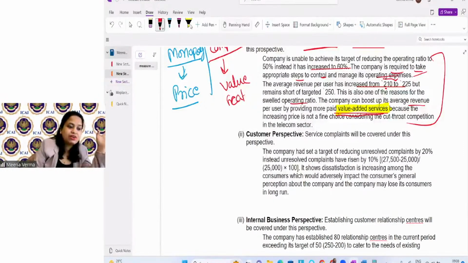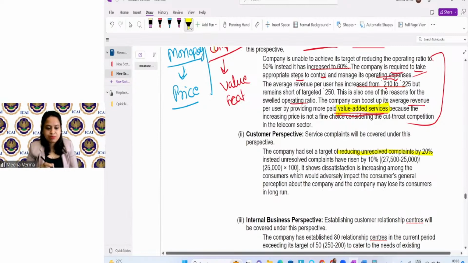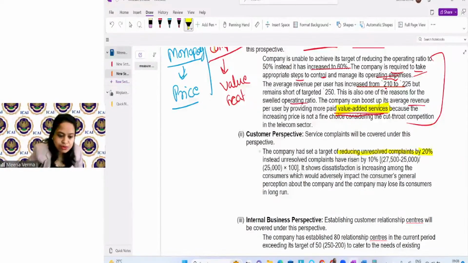Now let's see what they have written in the answer. The company had set a target to reduce the complaint by 20%. So instead of reducing the complaint, what is happening? Unresolved complaint has increased to 30%. So it has increased by 10%. So it is not good for the company. Instead of reducing it, it has increased, which is not good, right?